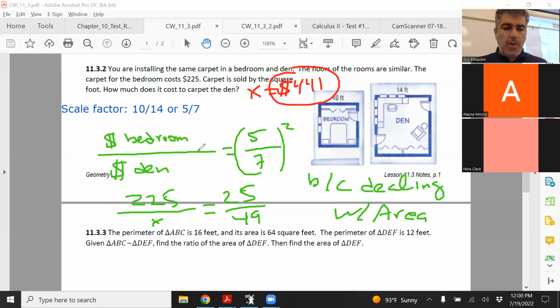So let's try this again for the one right below, on the next page. The perimeter of triangle ABC is 16 feet. This area is 64 square feet. The perimeter of triangle DEF is 12 feet. Given that these are similar triangles, find the ratio of the area of triangle ABC to triangle DEF, and then find the area of triangle DEF.